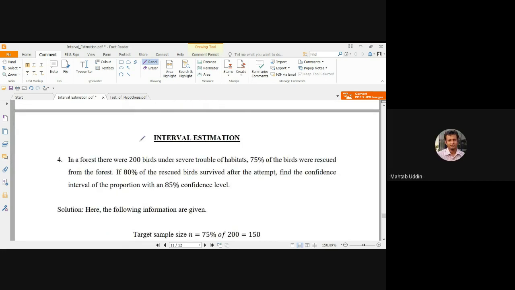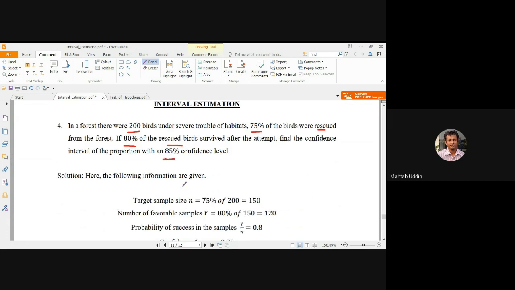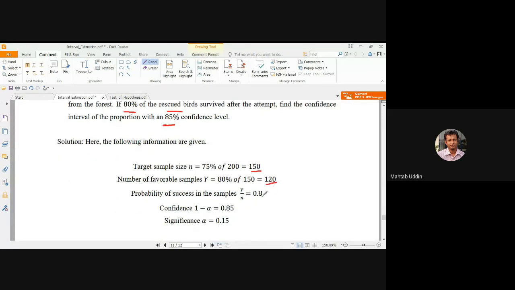In a forest, there were 200 birds under severe trouble of habitats. 75% of the birds are rescued. 88% of the rescued birds survived after the attempt. Find the confidence interval for the proportion at 85% confidence. Given us the target sample n is 75% of 200, that is 150, and the number of favorable samples y is 88% of 150, that is 132. The rate of success is 0.88.